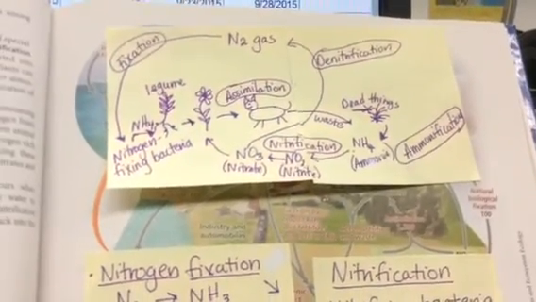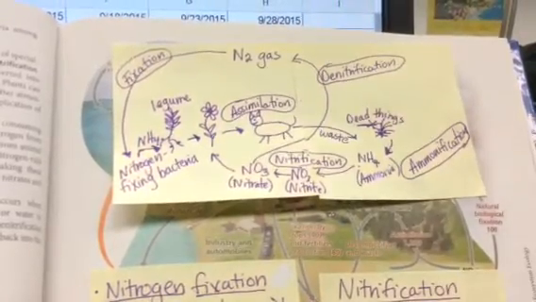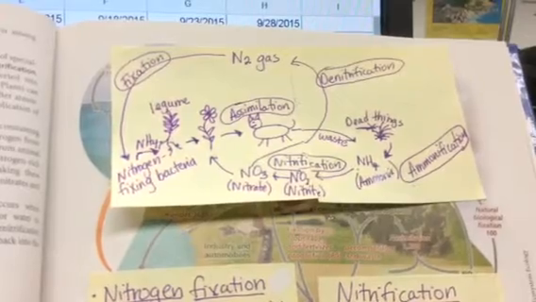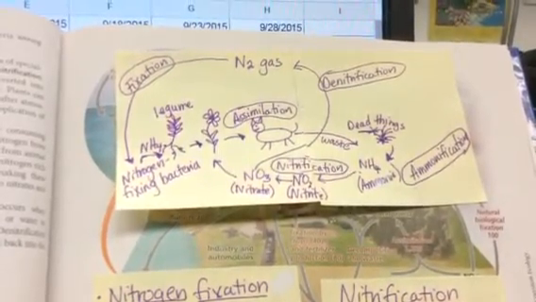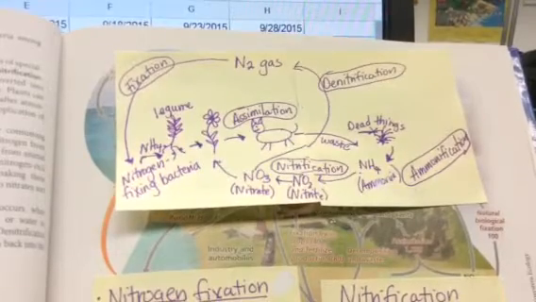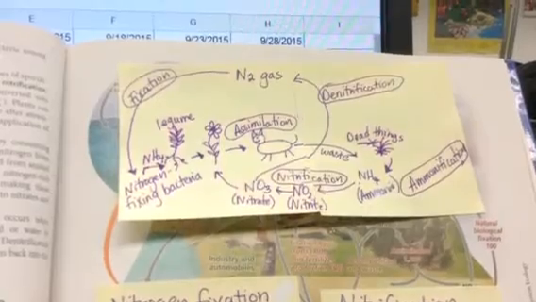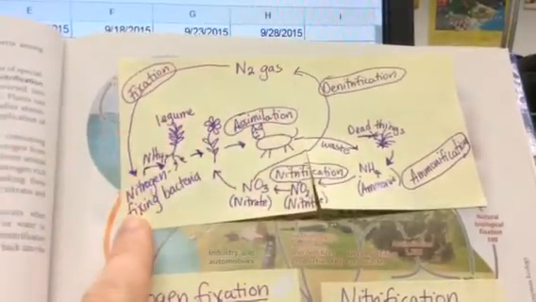So this one, again, is a little more simple. Even though it looks complex, it's a little more simple. So we have nitrogen gas, which is not a usable form. There's a ton of nitrogen gas in the atmosphere, but plants really can't use it. It has to be turned into a usable form. So that's done through nitrogen fixation.